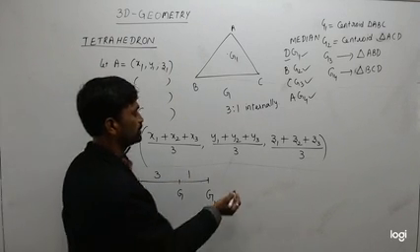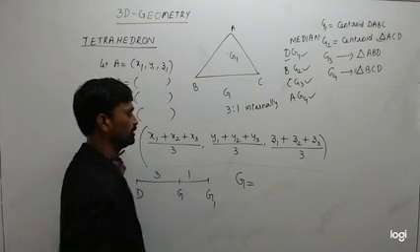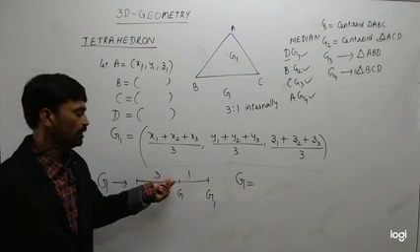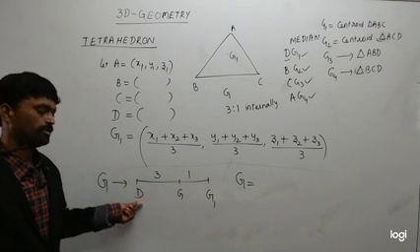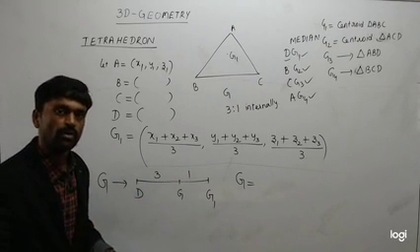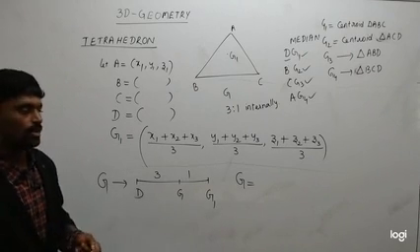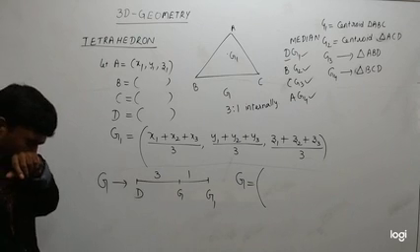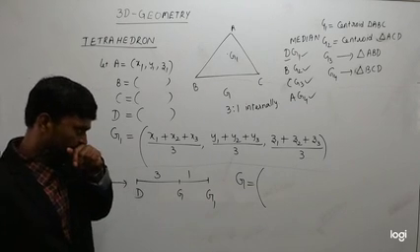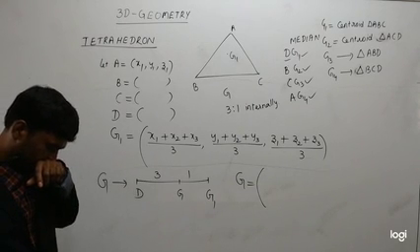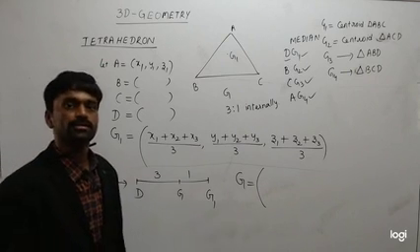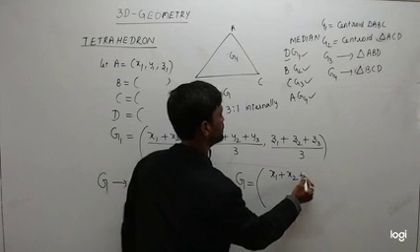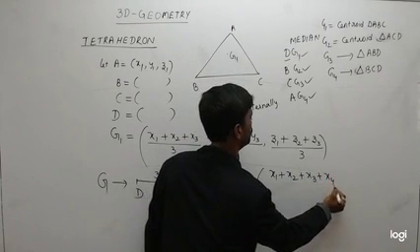Then how can we find the coordinates of centroid G? Using the section formula. What is the section formula? (m1 x2 plus m2 x1) by (m1 plus m2), like that for the y coordinate and z coordinate. If you apply that formula, you will get the centroid coordinates as (x1 plus x2 plus x3 plus x4) by 4.